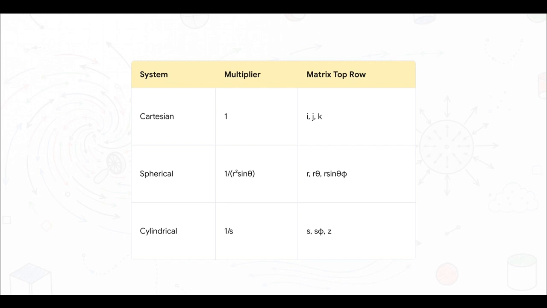But for spherical and cylindrical, you have to watch those scaling factors again. In spherical, you've got an r and an r sine theta hanging out in the top and bottom rows, plus a 1 over r squared sine theta sitting all the way outside the matrix. If you memorize the matrix setup, you'll dramatically cut down your chances of making a silly algebra mistake.